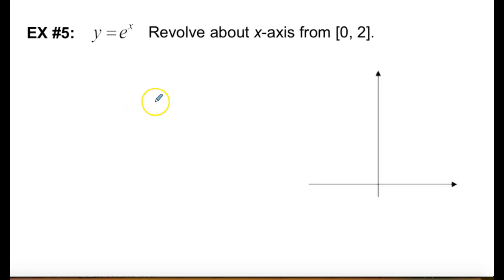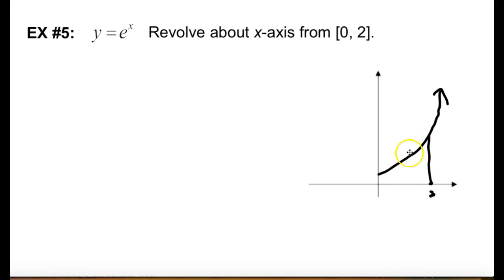Let's do one more example here. So here we're taking y equals e to the x and revolving about the x-axis from 0 to 2. So our function is in terms of x, we're good. So e to the x will do something like this. So if we're just going from 0 to 2, I'll just draw this piece. Say that 2 is here. So I'm taking this region right here and revolving it about the x-axis.